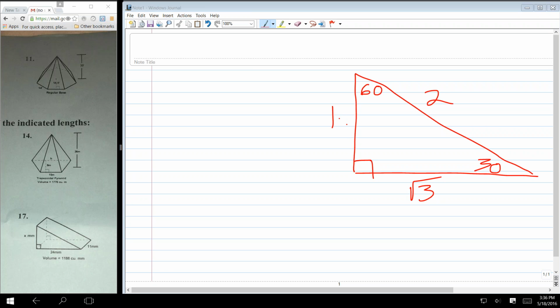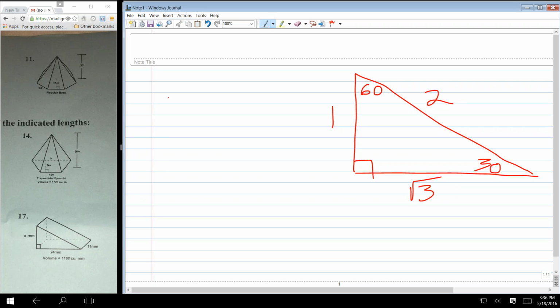Now, if you want to add an x, that's fine. Notice that it doesn't change anything. What we're concerned with is the relationships of one side to another. That's what trig is all about. So I don't necessarily include the x. It makes it more complicated. Okay?